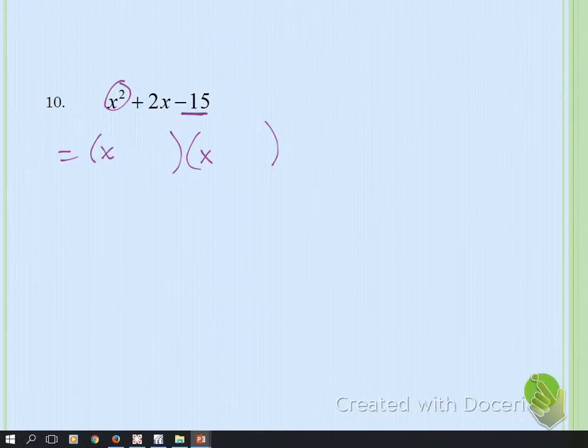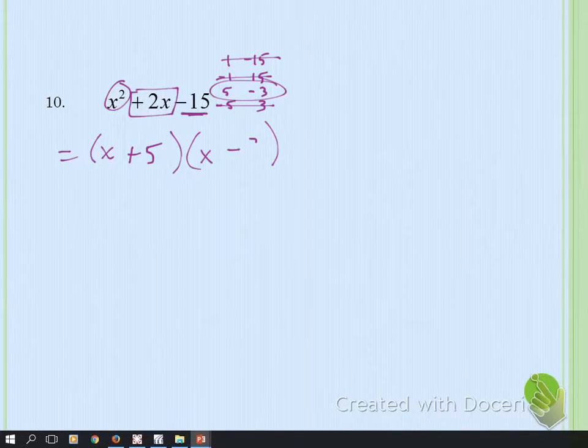Now I need factors of negative 15. Well, go ahead and list them. 1 and negative 15, negative 1 and 15. Obviously, one of your factors is going to be positive, one is going to be negative because they need to multiply to negative 15. We can go 5 and negative 3, or we can go negative 5 and 3. Now we need the pair that adds to positive 2. Not that one, or that one. It's this one. So we go plus 5, and we go minus 3. And that's it. We're done.